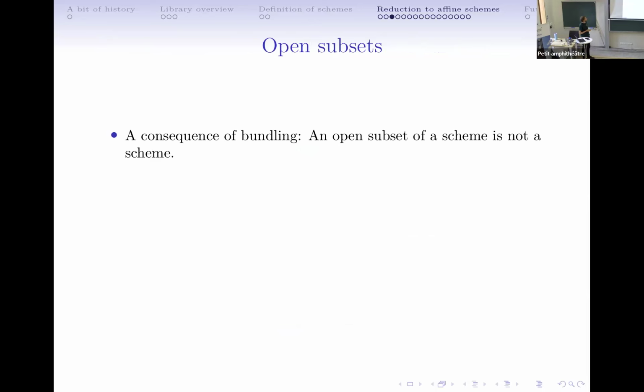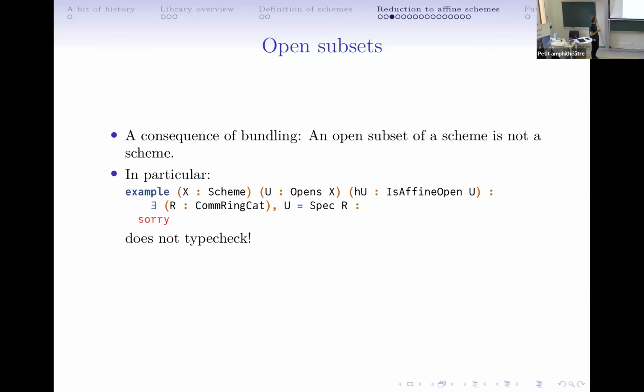And so because we're bundling everything, a scheme cannot be equal to an open subset. The underlying type could be, but a scheme cannot be equal. In particular, this statement, which is a reasonable statement that you would see in a typical line of reasoning in algebraic geometry, that we have a scheme, we have some open, we know it's affine, so it looks like spec R. So then there should exist an R such that U is spec R. Anyway, this doesn't even type check because U is of type opens and spec R is of type scheme.